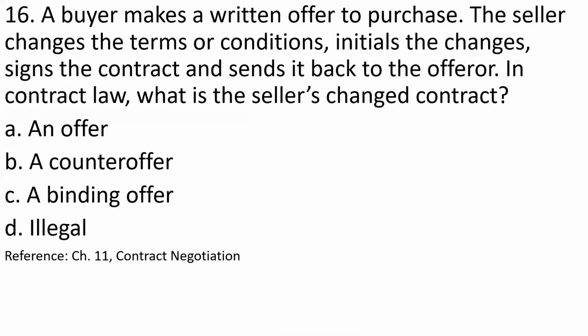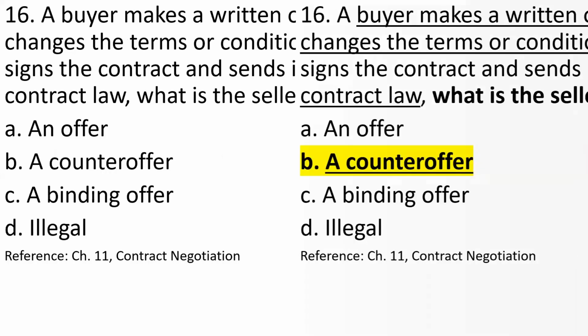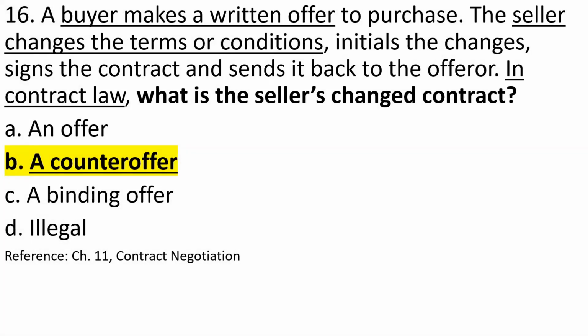Number 16, a buyer makes a written offer to purchase. The seller changes the term or conditions, initials the changes, signs the contract, and sends it back to the offeror. And in contract law, what is the seller's changed contract? Well, we went over that. I just wanted to show you that is a different way that they can ask you the same question. Buyer makes an offer that is in writing. Seller changes the terms and conditions. And we know in contract law, if you change terms and conditions, it is a counter offer.